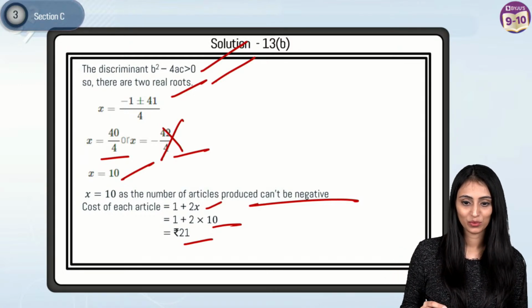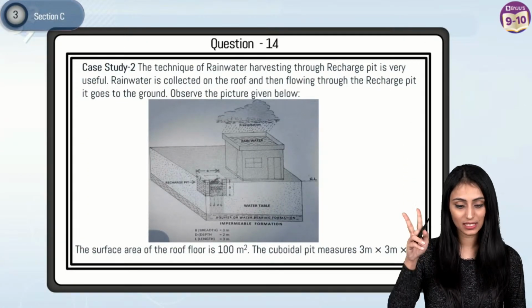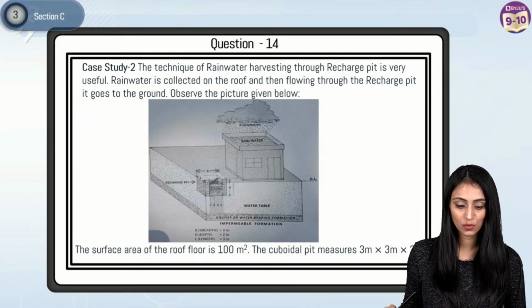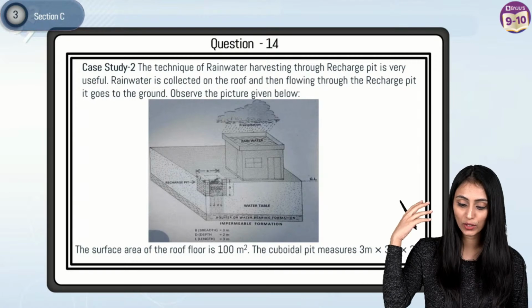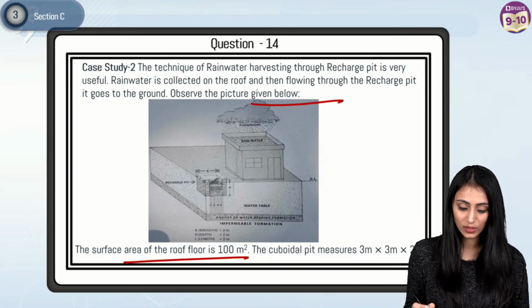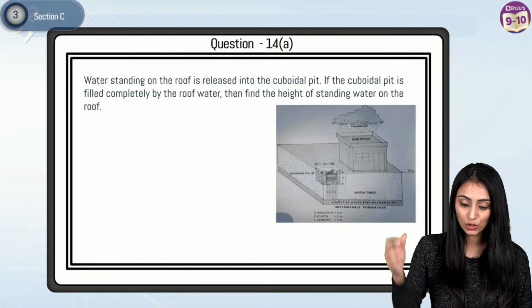Thank you, Manpreet. All right, let's quickly discuss question number 14, the case study 2. So here the technique of rainwater harvesting through recharge pit is useful. Rainwater is collected on the roof, then flowing through the recharge pit, it goes to the ground. Observe the picture given below. The surface area of the roof floor is given as 100 meters square. Cuboidal pit measures 3 meter times 2 meter. Now water standing on the roof is released into the cuboidal pit.